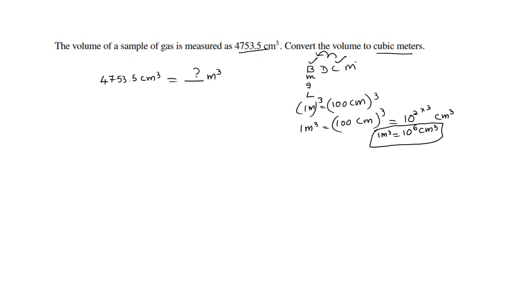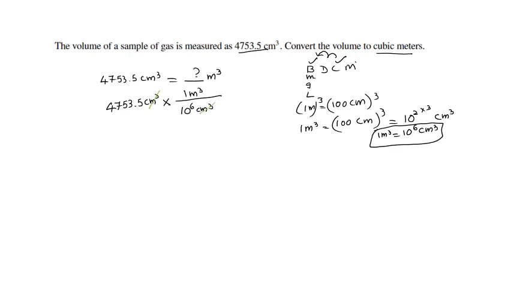Okay, so we know. Now 4753.5 centimeter cube times, I don't want the centimeter cube, so I will write the centimeter cube at the bottom. That is in 1 meter cube. I need the meter cube in the answer, so meter cube should be in the numerator. Now I can cancel centimeter cube and centimeter cube and then simplify.